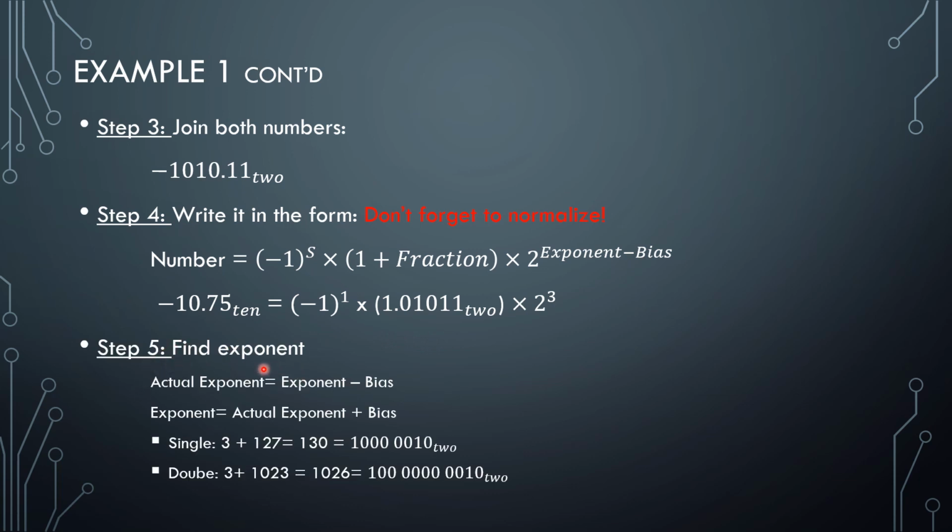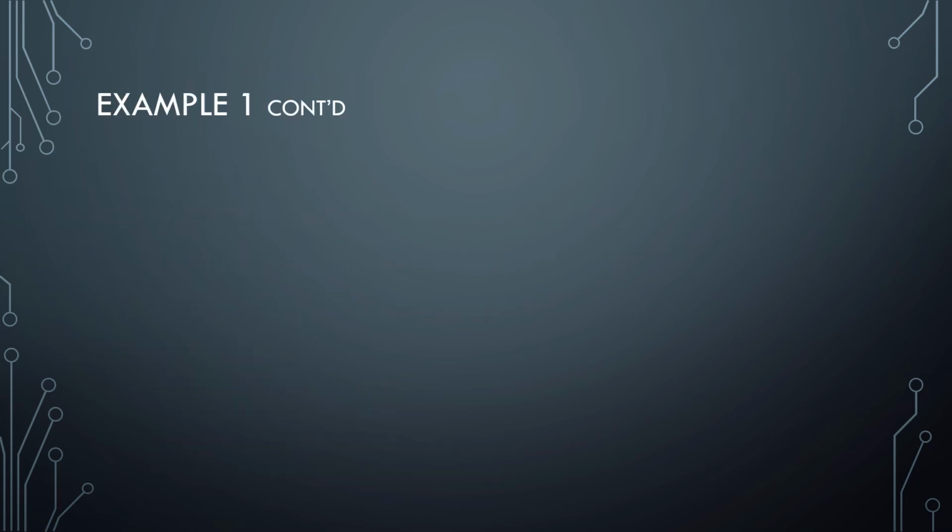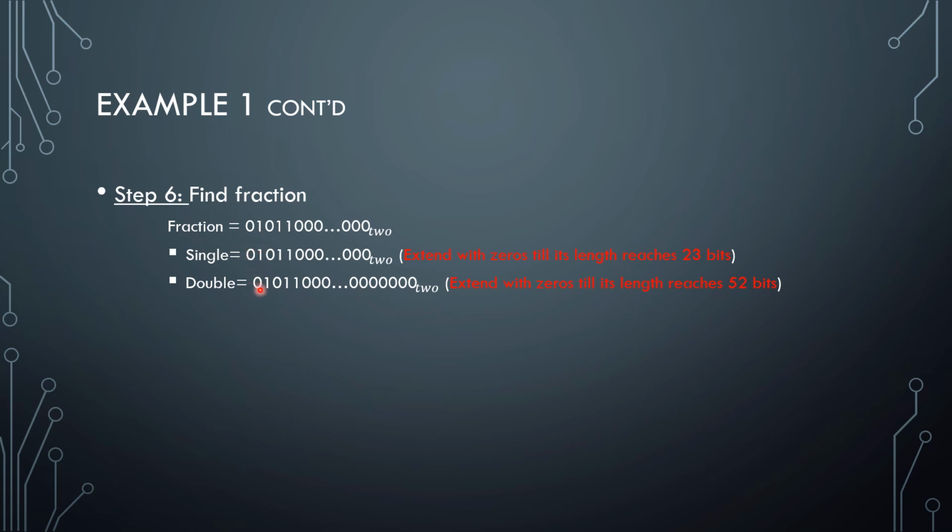Fifth step is to find the exponent. This is the actual exponent, and to have the exponent, we have to add it to the bias. The bias in the single, as we mentioned before, is 127, and for the double is 1023. We will obtain 130, which is this number in binary, and 1026, which is this number in binary. In step 6, we have to find the fraction, which is everything after the binary point. For the single, we have to extend it with 0, so its length reaches 23 bits, and for the double, till its length reaches 52 bits.